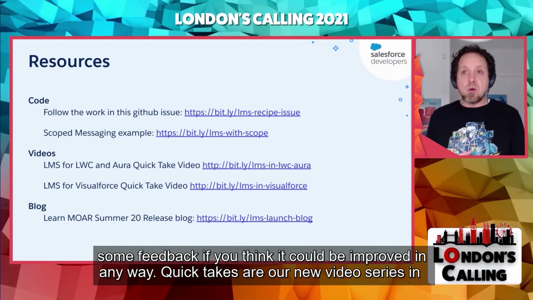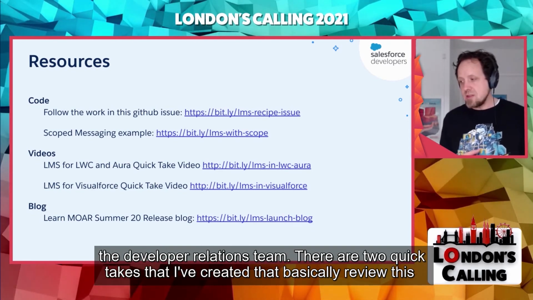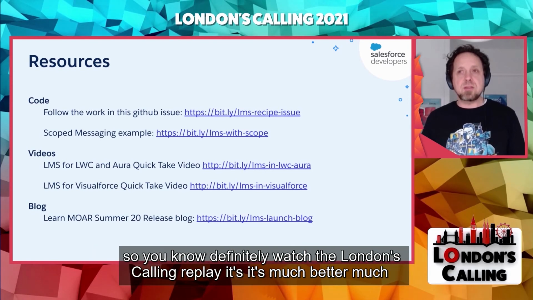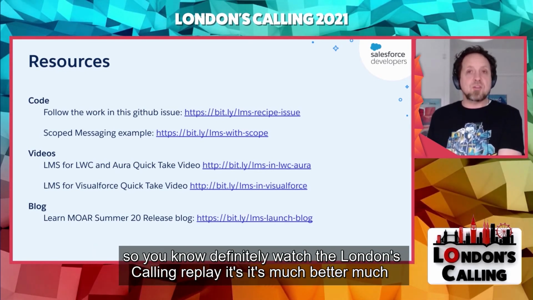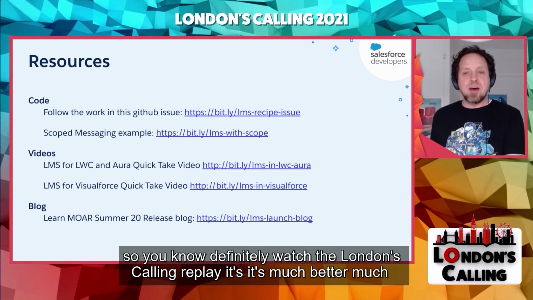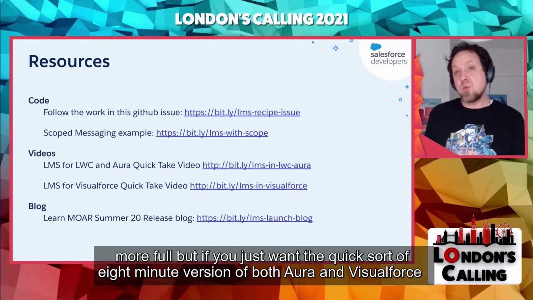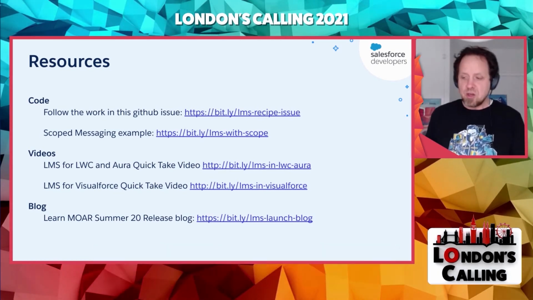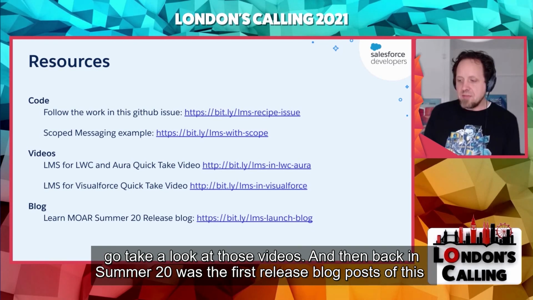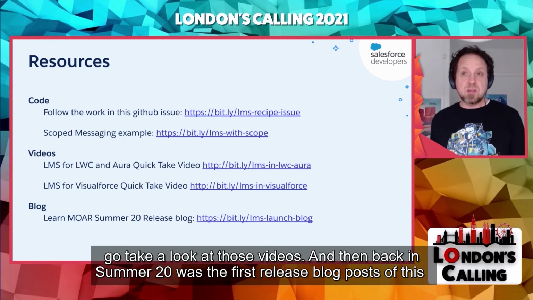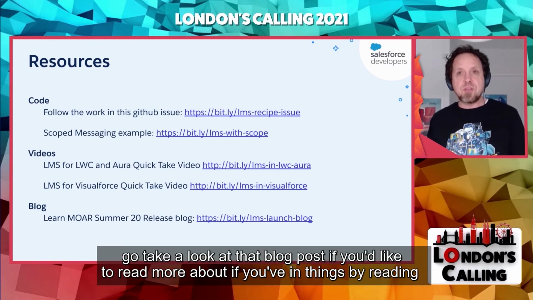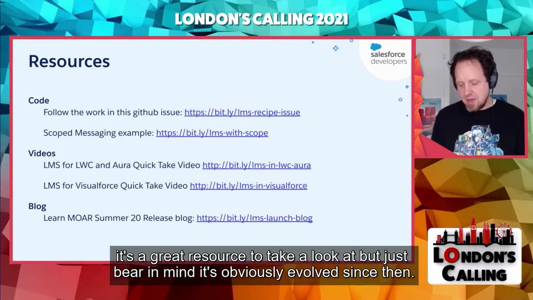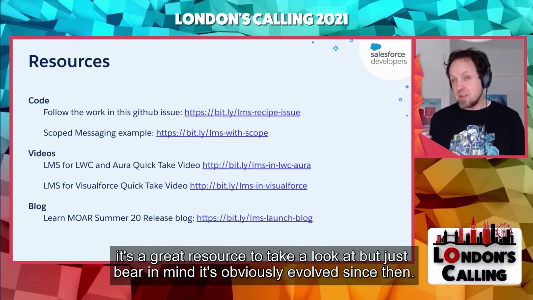Quick takes are our new video series in the developer relations team. There are 2 quick takes that I've created that basically review this. So, definitely watch the London's Calling replay. It's much better, much more full. But if you just want the quick sort of 8-minute version of both Aura and Visualforce, go take a look at those videos. And then back in summer 20 was the first release blog posts of this. Go take a look at that blog post if you'd like to read more about it. If you've taken things by reading, it's a great resource to take a look at. But just bear in mind, it's obviously evolved since then.